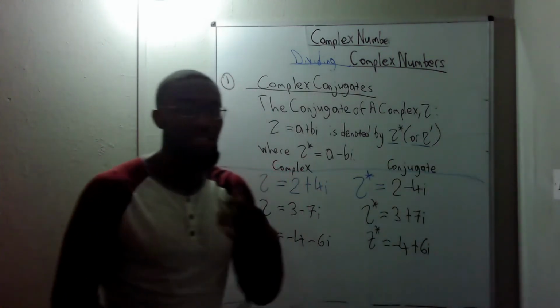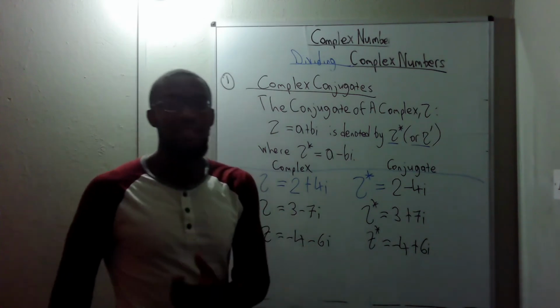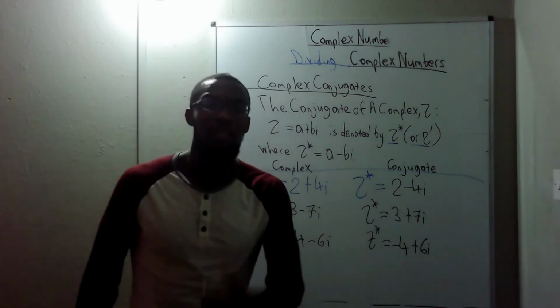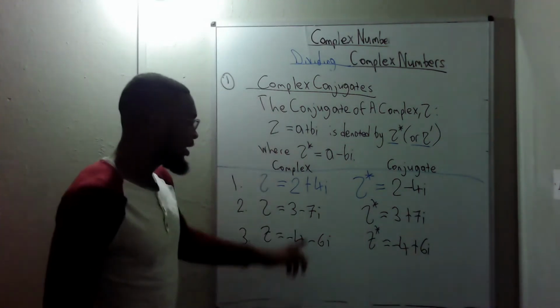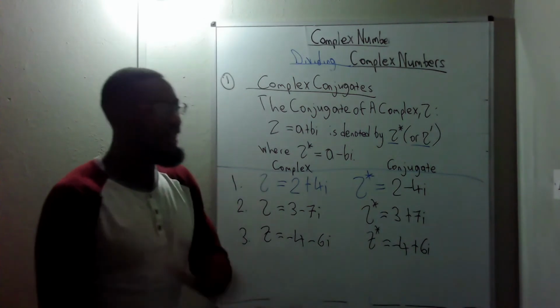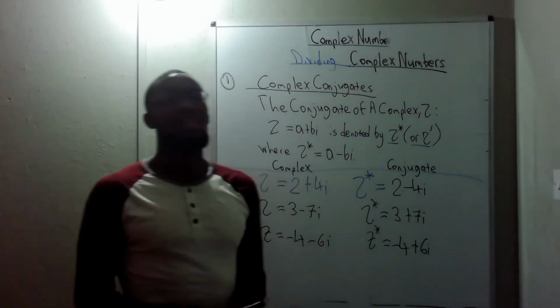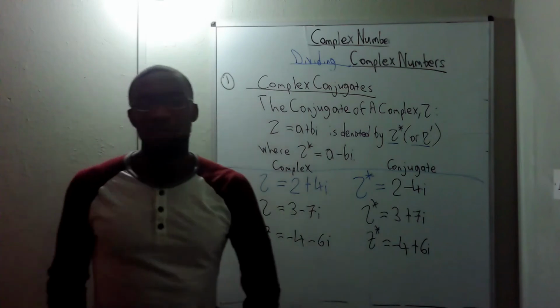So all we do for conjugate is we change the sign of the imaginary part. So the sign in front of the imaginary part, we change that. So if it's a minus here, we'll put a plus over here. If it's a plus here, we'll put a minus for the conjugate. That's it. Now what does conjugate have to do with dividing complex numbers?